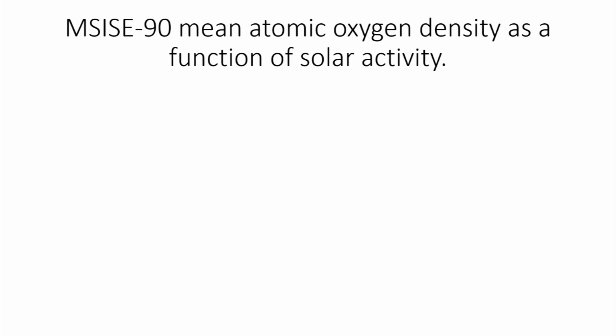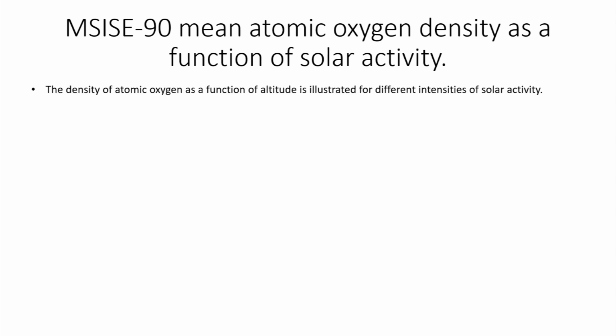Now, we will see how this atomic oxygen density depends on the solar activity. For that, this model MSIS, which is basically mass spectrometer, incoherent scatter.